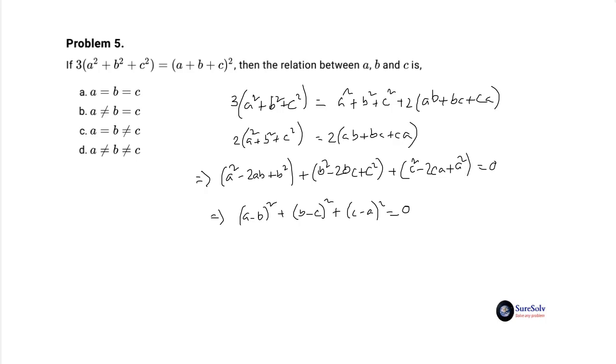With real a, b and c, for their sum to be 0, each of the square expressions must be 0. So, a minus b equal to b minus c equal to c minus a equal to 0. Or a equal to b equal to c. Answer is option A, a equal to b equal to c.